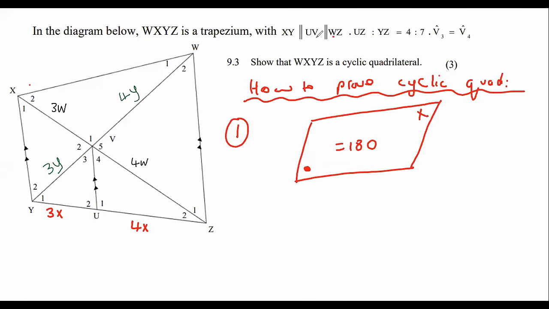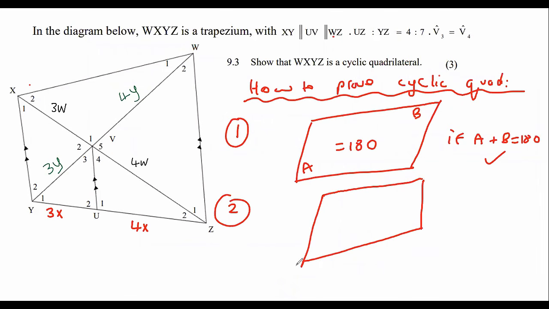Okay, let me rather make that a little bit more user-friendly. If A plus B equals 180, then it's a cyclic quad. Okay, number 2, it's when we use the exterior angle. So that, for example, would be something like if A and then B. So if A is equal to B, then it's a cyclic quad. And then take some notes.